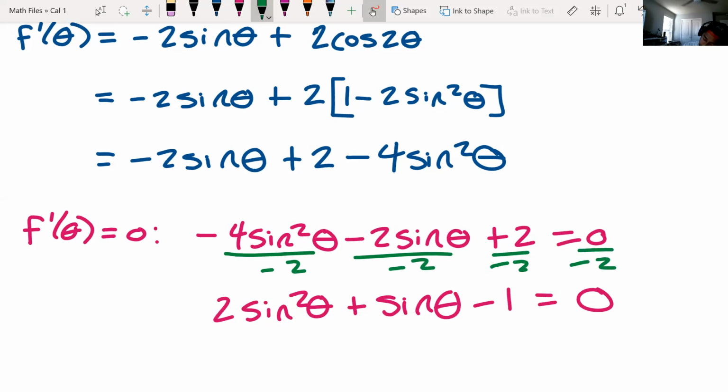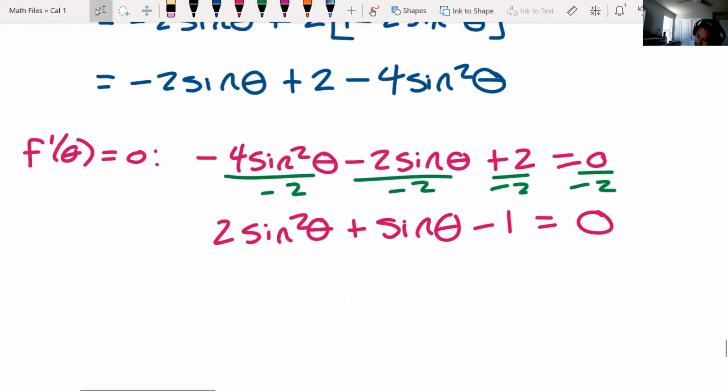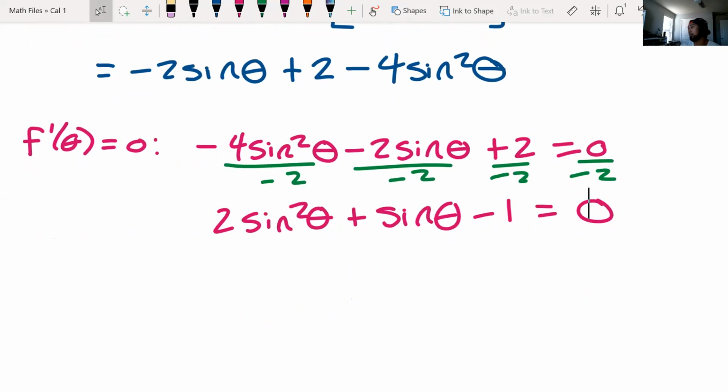So you don't want to just factor out a 2? It's the same thing, because you'll eventually end up dividing it anyway. That's what's awesome about an equation: you can factor it out and then divide, or just divide it from everything. It does not matter. Okay, so now you have 2 sine squared theta plus sine theta minus 1.